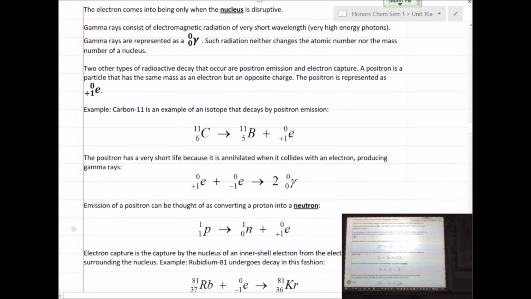Okay, here's another example where we actually have carbon 11 and it changes into boron 11. And what has happened here from here to here?